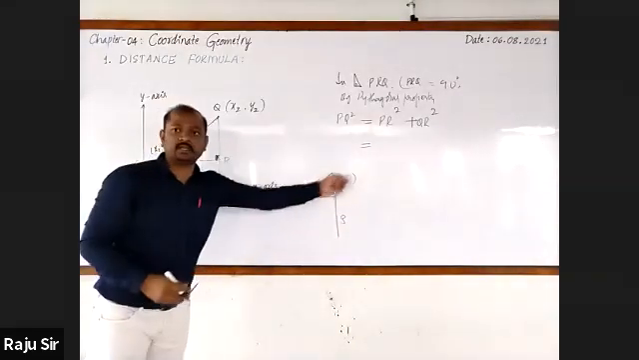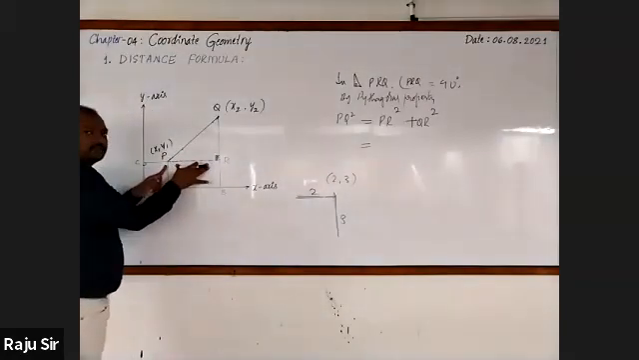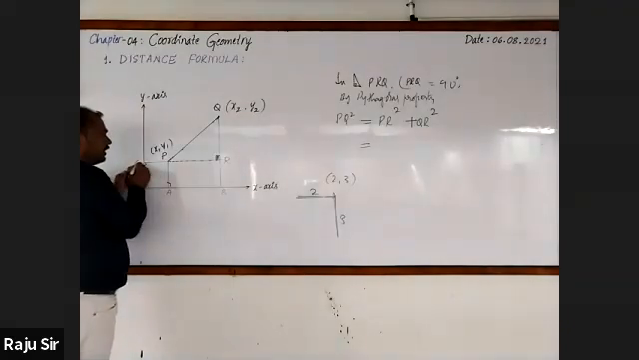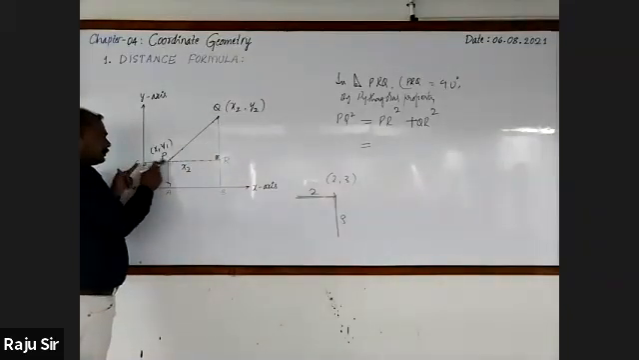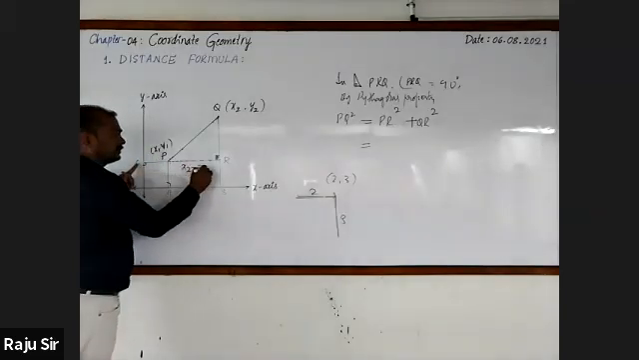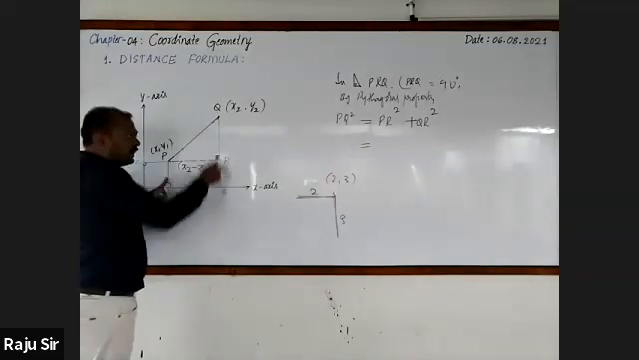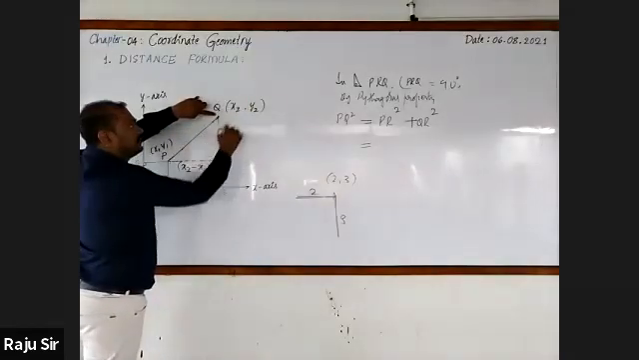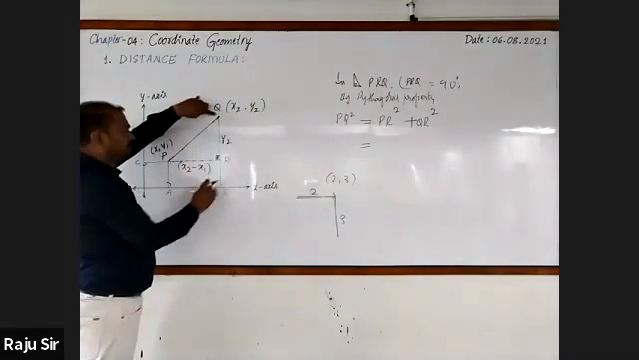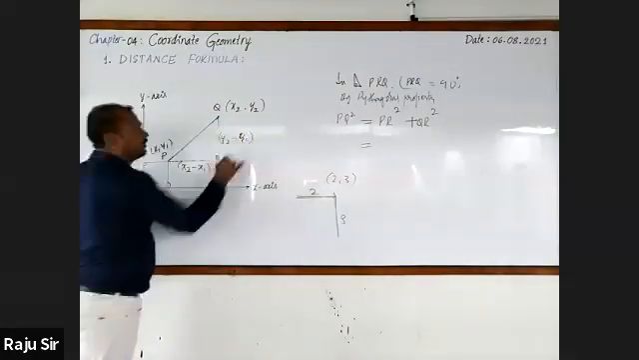This is the x coordinate and this is the y coordinate. I want the distance PR. So to find PR, you must know CR and CP. CR is x2, and for P it is x1, so PR is x2 minus x1. Hope you have understood. Then the vertical distance QR, from here to here, is y2 minus y1.